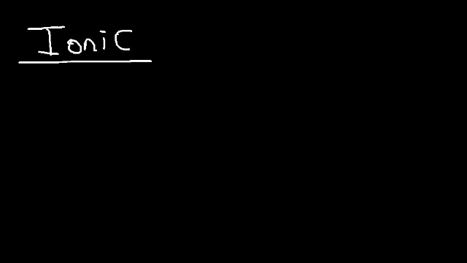In this video, we're going to discuss the difference between ionic and covalent bonding. In ionic bonding, electrons are transferred from one element to another, and typically ionic bonds contain ions. In a covalent bond, electrons are shared. But let's go over ionic bonding first.